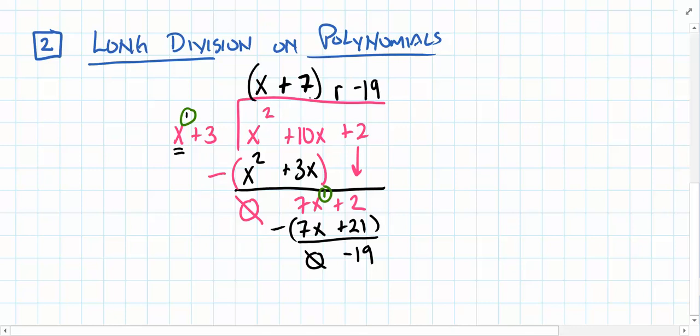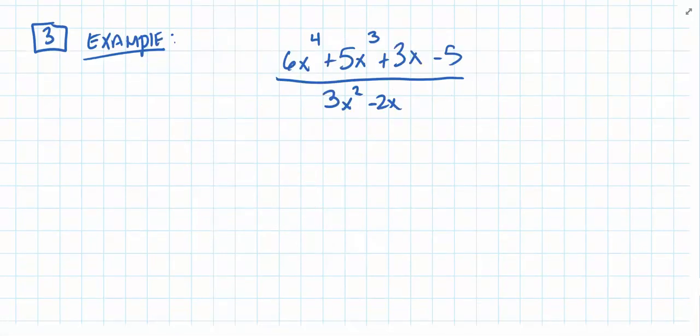The book might write the answer as x plus 7 plus negative 19 divided by x plus 3. That's okay too. Either way is fine with me. But if I just ask you for the quotient and the remainder, then this is all you have to give it. So I give it to you in a different form, all right?